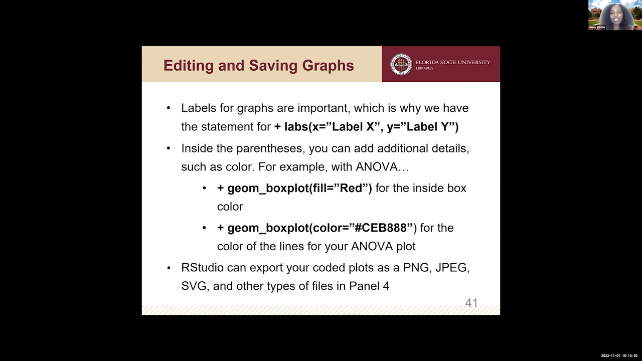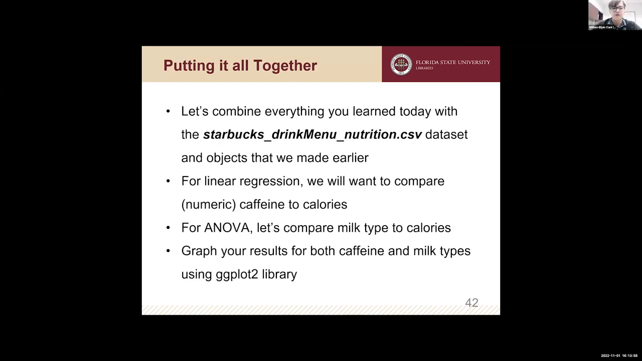So I will hand it off to Eli again to show what a lot of these features look like in action. With our first graph, we're going to do a numeric comparison of our caffeine to calories, but with a visual line going through. Well, first we're going to want to see what's going on with the old data set that we imported a while ago. For our linear regression, we're going to compare numeric caffeine to calories. We won't be using the object that was character based. And for our ANOVA, we'll compare the milk type that is used for a beverage to our calories, and then we'll graph the results.